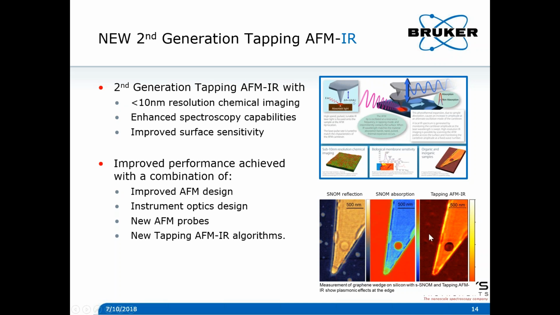A good example here is we took an image of a graphene wedge on a silicon surface, and these are SNARM absorption and reflection images. What we see here with Tapping AFM-IR is we are able to image the plasmonic effect at the edge of the wedge, which points towards the improved sensitivity of the mode. This is the first time we think that we've seen plasmonics on a graphene wedge on silicon.